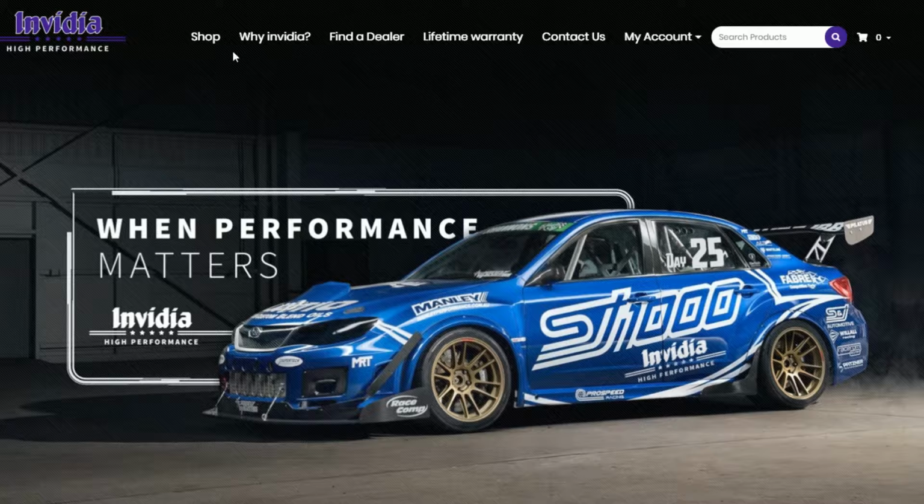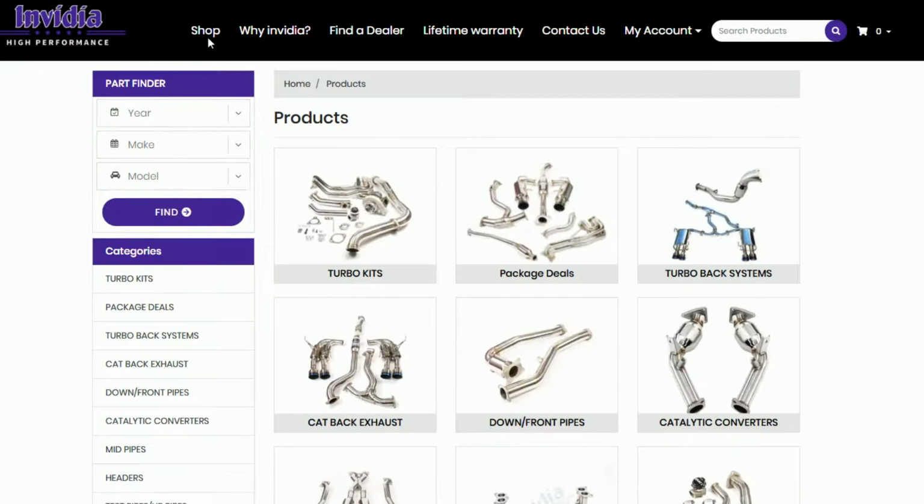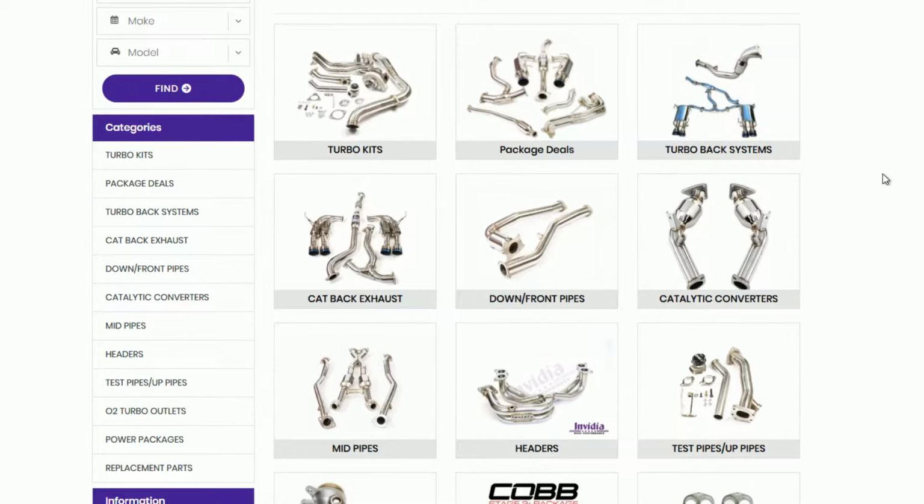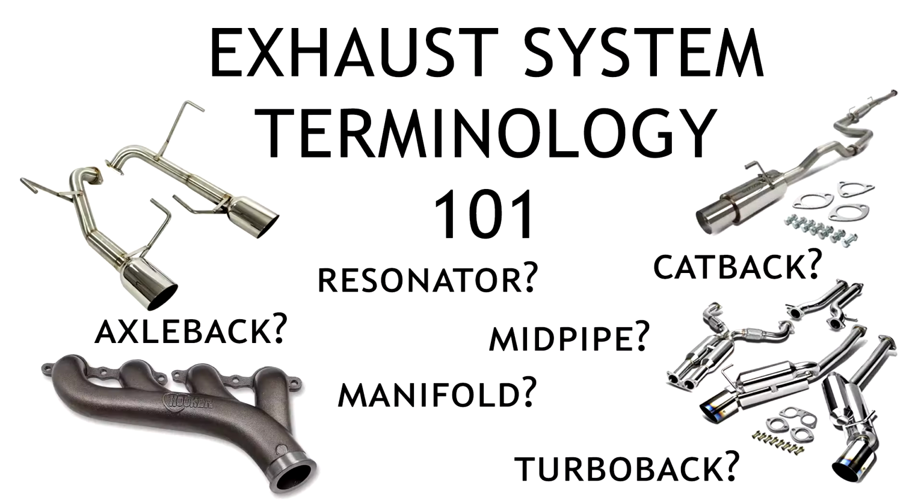If you are a car enthusiast, you've probably thought about modifying your car's exhaust. However, when searching for exhaust systems, subterms like catback or axleback may start to appear. What are the differences between exhaust system types and the terminologies used? This is Exhaust System Terminology 101.